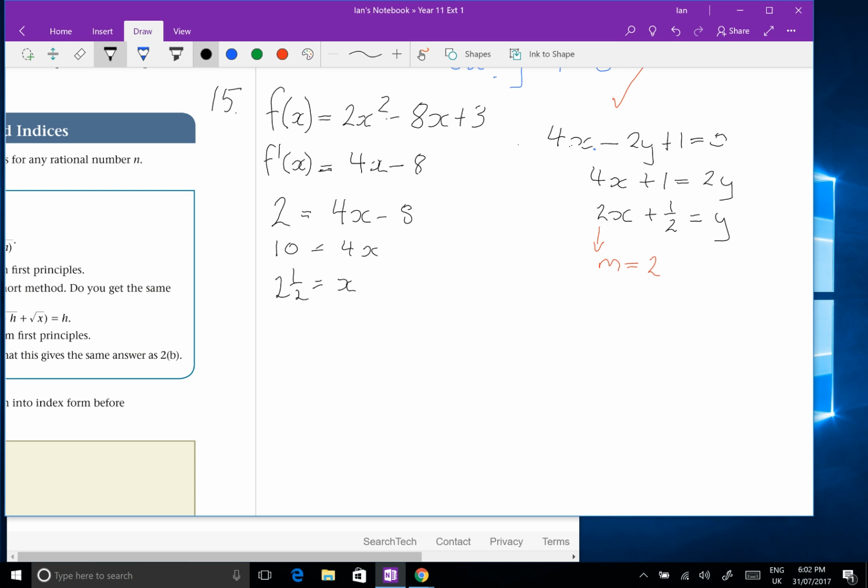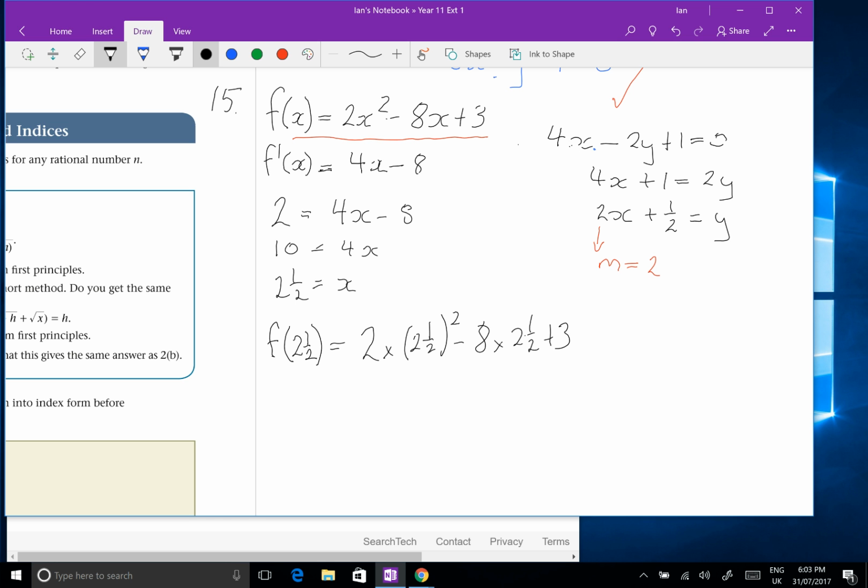Let's now find the y coordinate. Well, I have to substitute it in the f of x, so I have to find f of 2.5. Get used to this notation. That means everywhere there's an x, I put 2.5. And I'm putting it in this equation to find the y value. All right, so 2 times 2.5 squared minus 8 times 2.5 plus 3. And I reach for my calculator and I quickly do this.